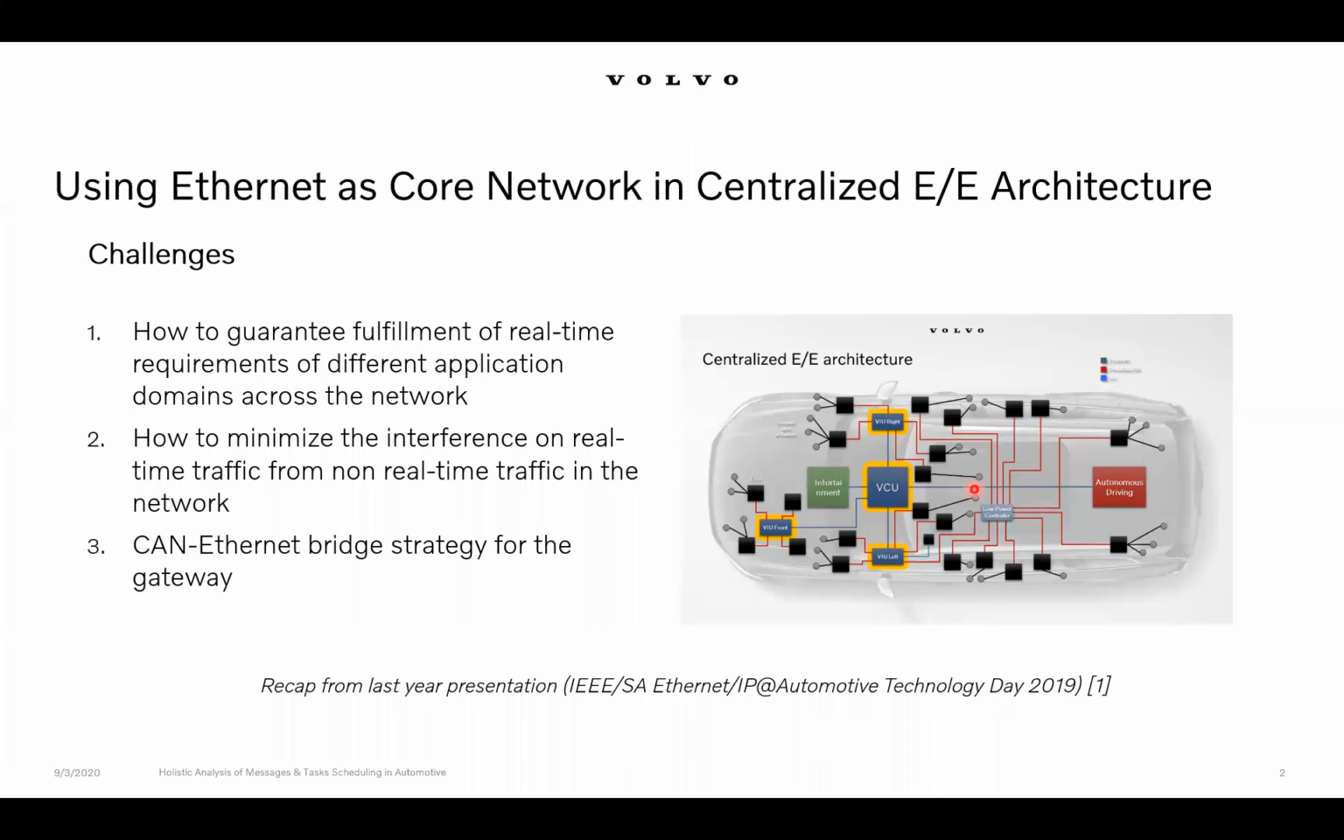Moving from domain architecture to centralized architecture means that we will have a vehicle central unit to do all the computation. We have vehicle integration units placed in different positions in the car. In our case, we have a front, a left, and a right VIU. We have a number of nodes connected to the system, either with a CAN bus or with the Ethernet bus, but we have an Ethernet backbone.